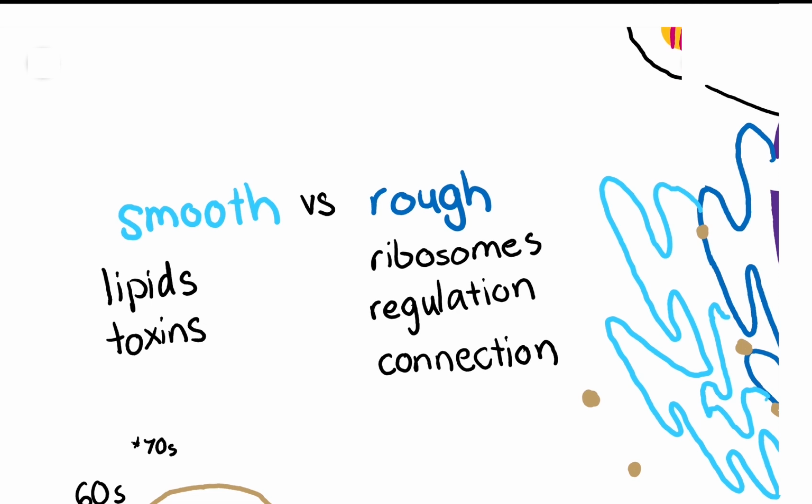Next, you also have the rough ER, and the rough ER again has these ribosomes on the outside, and so it's involved in the regulation of the proteins that are synthesized, the RNA that is going to these ribosomes, and also where these proteins are moving to after they are synthesized by the ribosomes, because they need to be further edited and also moved to other parts of the cell, such as the Golgi apparatus or the cell membrane. And so that's what the rough and smooth ER are involved in.